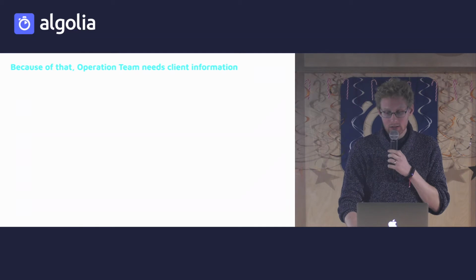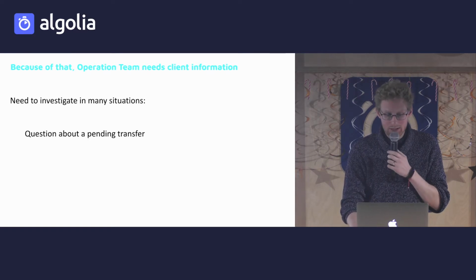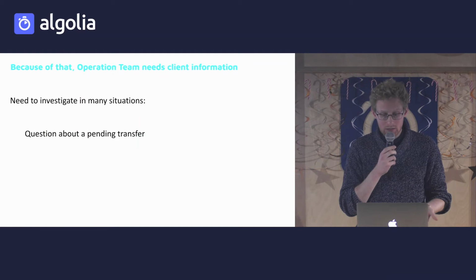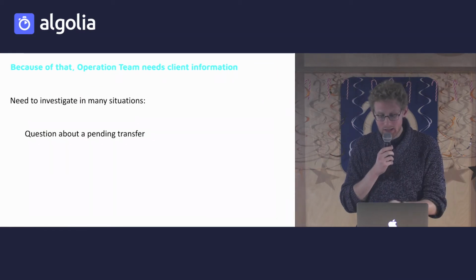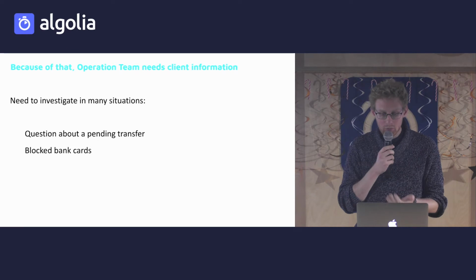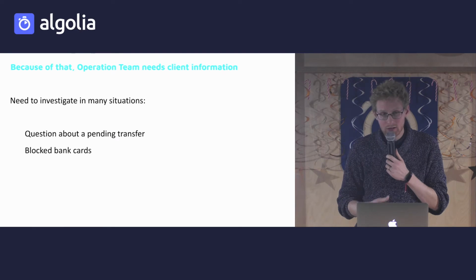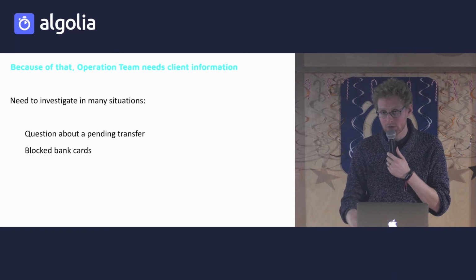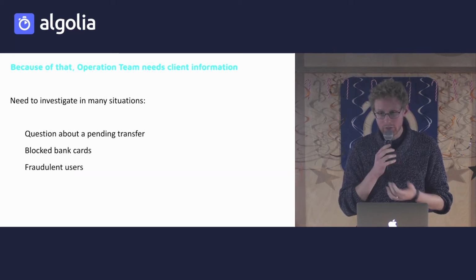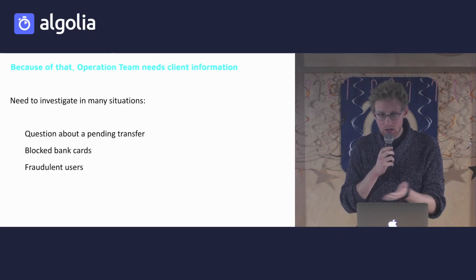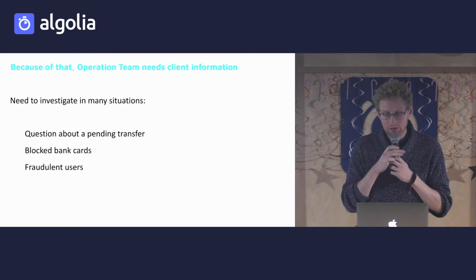Because of that, our operation team will need a lot of client information, because they will get a lot of questions, and they need to find this information pretty easily, wherever the information is coming from. So they need to investigate, for example, if you have a question about a pending transfer, you put money on the app but it's not coming yet, you will contact them. If your bank card is blocked, you will also want to know why. We have some security rules, and sometimes we will block the card without the user wanting it, because it's for security. We also have fraudulent users that we want to filter, so we will have to check what is going on with this user or that user when we get an alert.